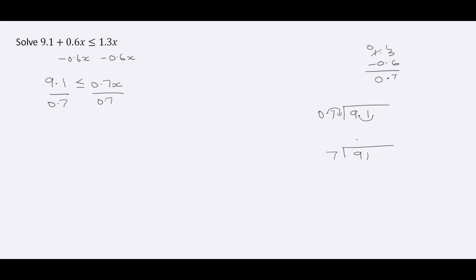9 divided by 7, you have 1. 1 times 7 is 7. Subtract, you have 2. Bring this down, you have 21. 21 divided by 7 is 3. 3 times 7 is 21. So you have 13 is less than or equal to x, which means that x is greater than or equal to 13. So we have our number line here, 13, and then x is greater than or equal to 13.